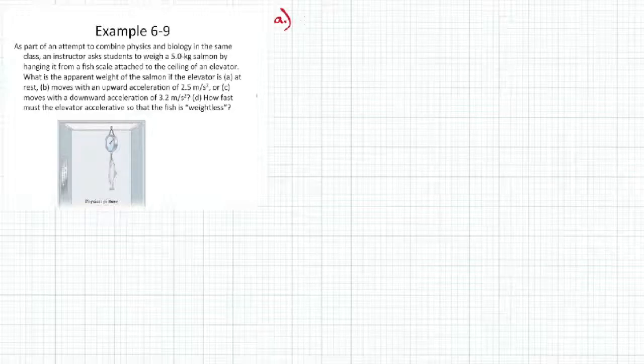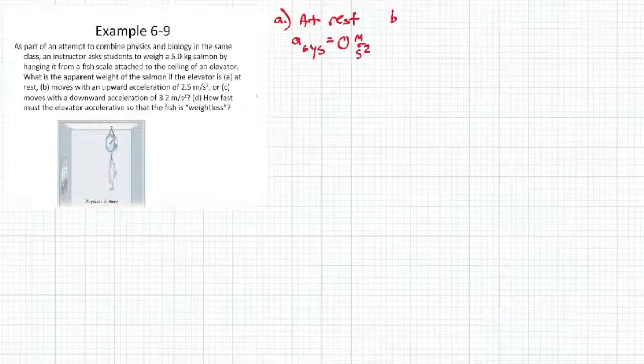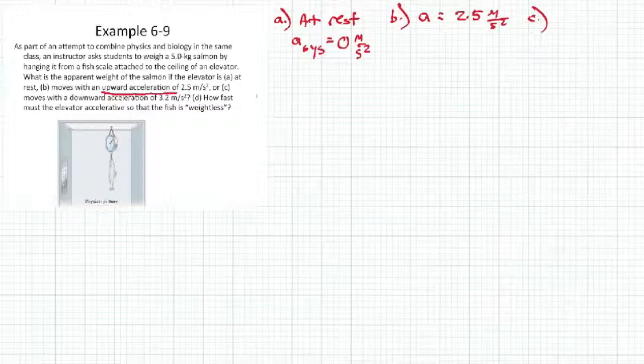Now, in scenario A, it's at rest, which means the acceleration of that system equals 0 meters per second squared. In part B, we had the elevator moving upwards with an acceleration of 2.5 meters per second squared. So acceleration equals positive 2.5 meters per second squared. And in part C, we have an acceleration in the downwards direction. That is, the acceleration is negative 3.2 meters per second squared.